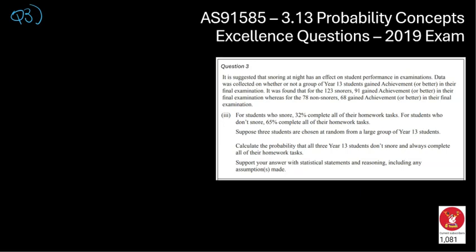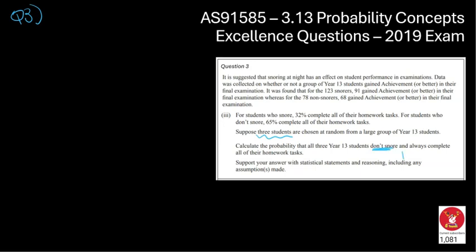For students who snore, 32% of them complete homework tasks. For students who don't snore, 65% of them complete homework tasks. Suppose 3 students were selected at random, so that's going to be interesting. Calculate the probability that all 3 students don't snore and always complete homework tasks.